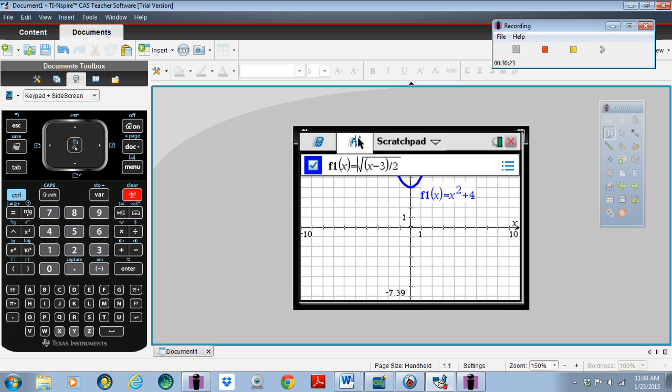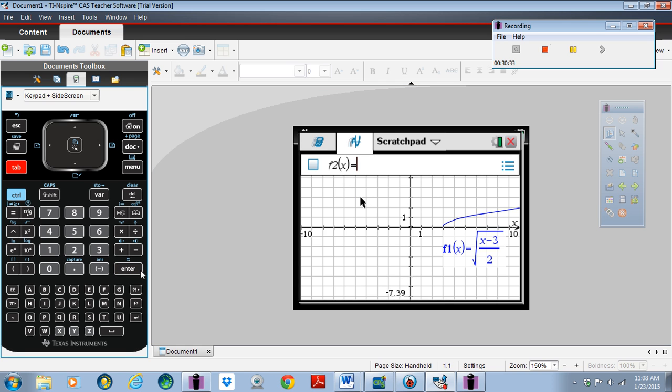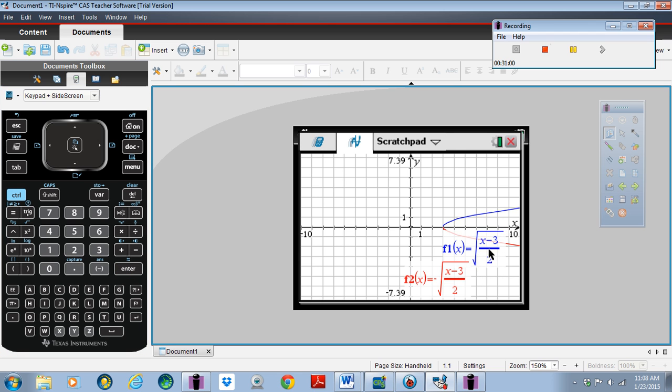So delete that, and we'll do what he said, which is we're going to graph the positive of it and we're going to also graph the negative of it. So hit your tab. Into the same thing, but you're going to do the negative sign, and then the square root in parentheses again. X minus 3. Move outside of the parentheses. Divide by 2. And enter. Okay, so that's my graph.